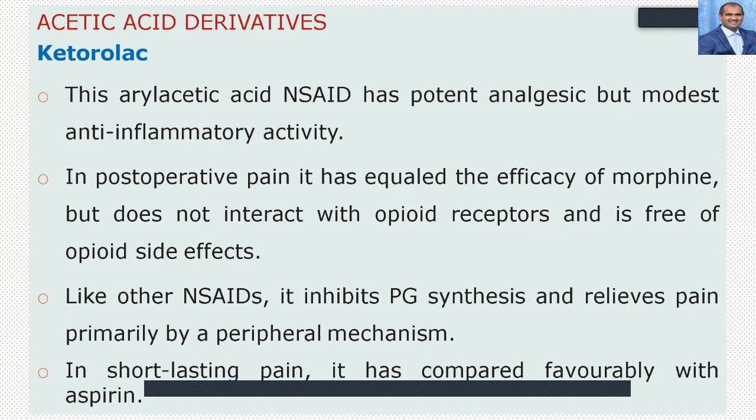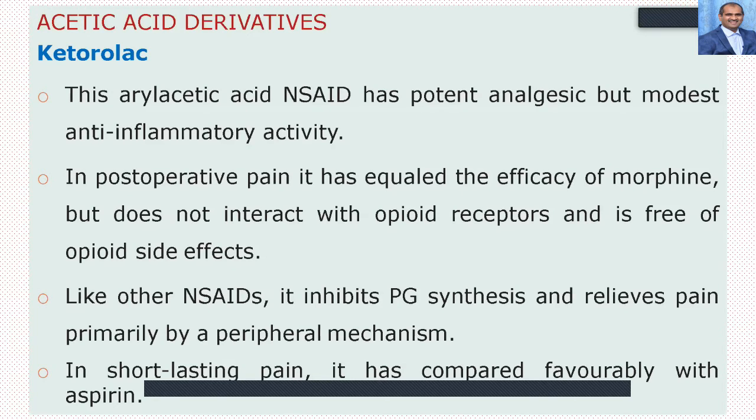Okay, then the other NSAID inhibits the prostaglandin synthesis and relieves the pain primarily by a peripheral mechanism, not by the central mechanism. Of course, the morphines and opioids induce painlessness by central action.